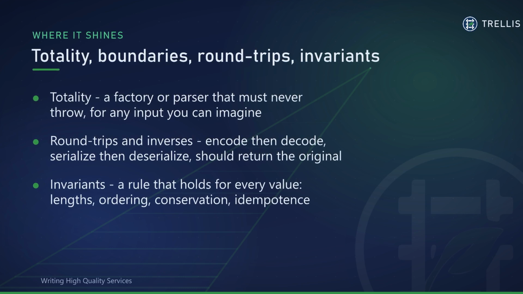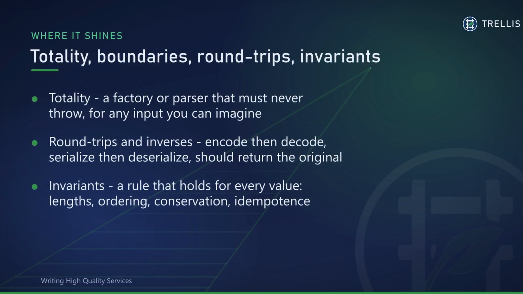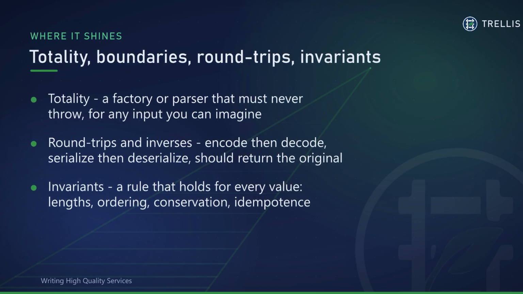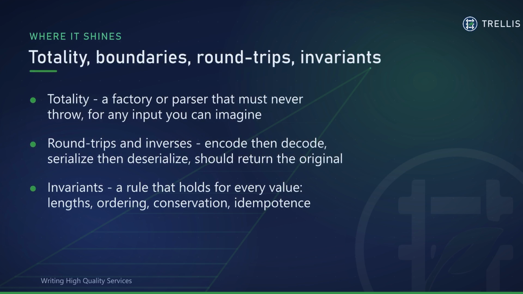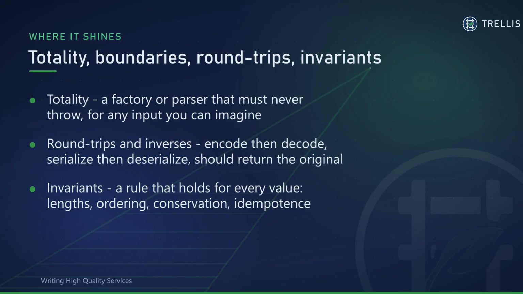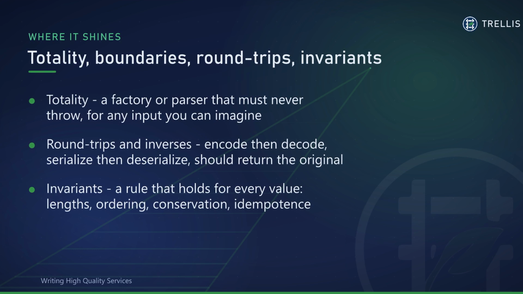And invariance. A rule that must hold for every value. A length bound. An ordering. A conserved total. An operation that's safe to repeat. You still write example tests for the specific cases you care about. But for these, you let the computer generate the cases and shrink its way to the one that matters.